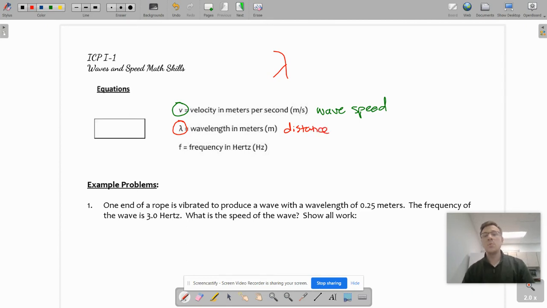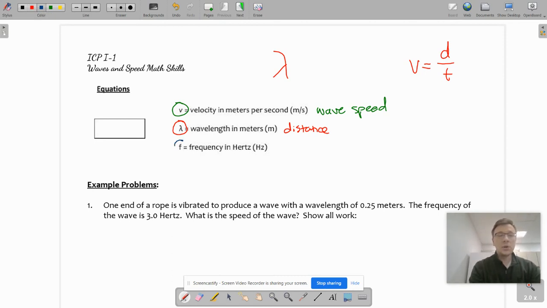So if you guys remember, with our previous equation, we have for speed, V is equal to D over T, right? So wave speed, because it's measured in meters per second, is distance in meters divided by time in seconds.